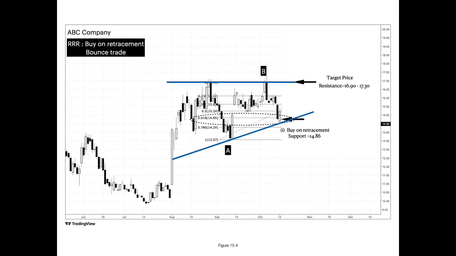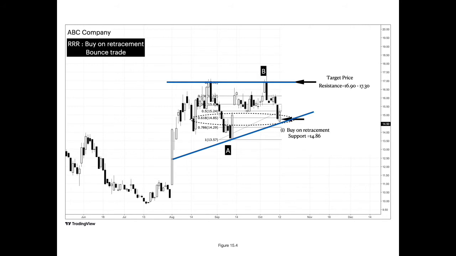Now, when deciding to trade at breakout, the basic assumption is that the market is strong enough to break the strong resistances and follow through on the breakout. However, when trading on a bounce trade, we assume the opposite. So this is an example of a chart where we will compute for the RRR based on a bounce trade at retracement levels.